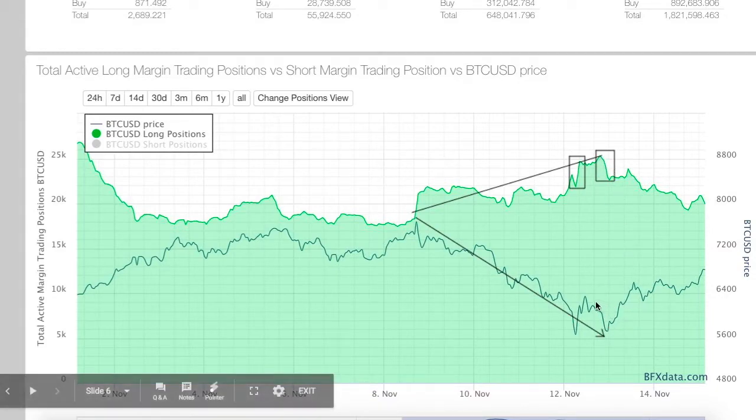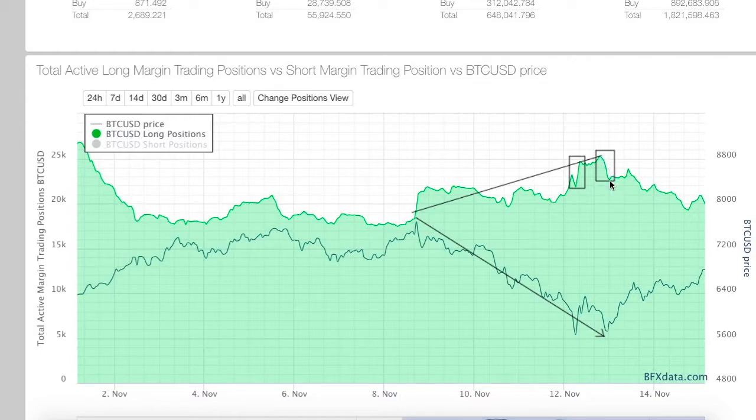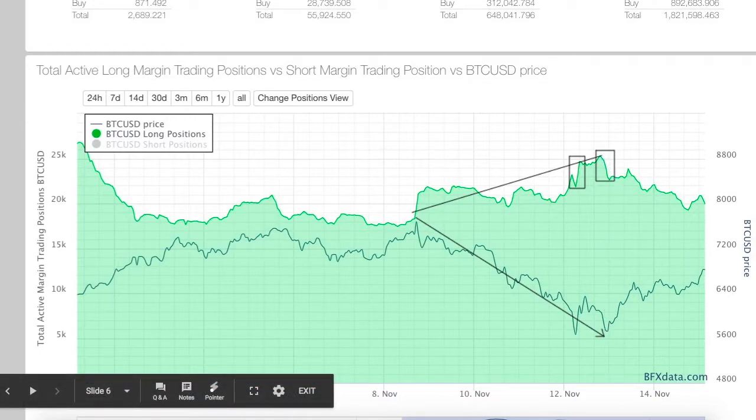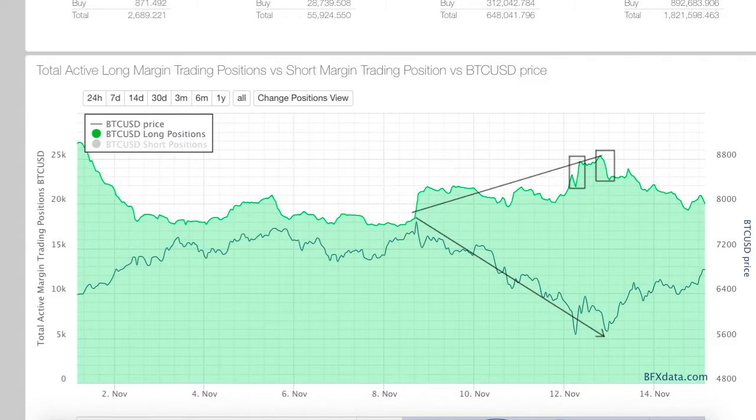And this rapid increase of buyers as price is moving down is a rational move by the retail traders. And this is when the market rebounded and really screwed all these people over, many of whom had bought and then just dumped their positions right as the price moved up. And we got a reversal.